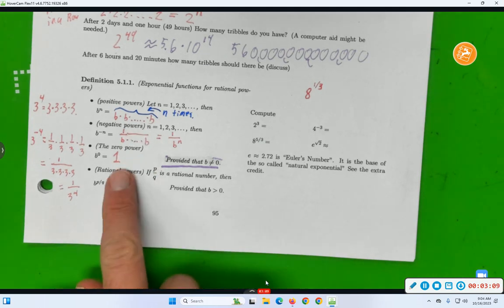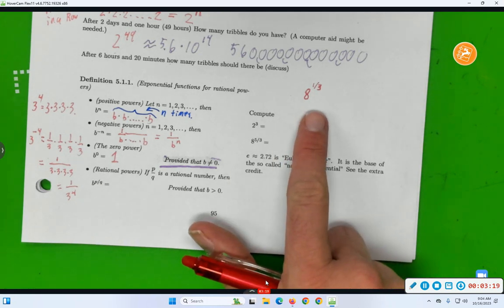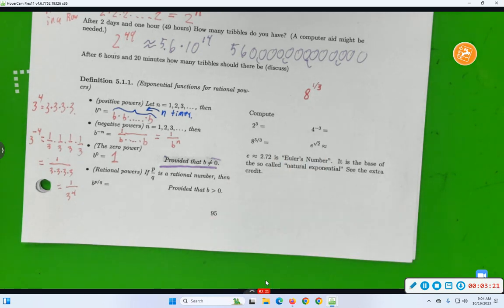Well, now we know how to take b and raise it to any natural number power. What about a rational number power? Let's try to make sense of things like b to the p over q. Actually, let's start with 8 to the 1 over 3. So raising something to the third power is like cubing, right? So raising to the 1 over 3 should be the opposite of cubing.